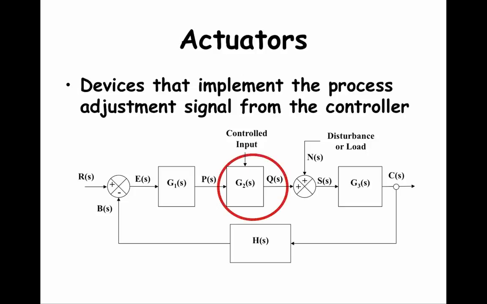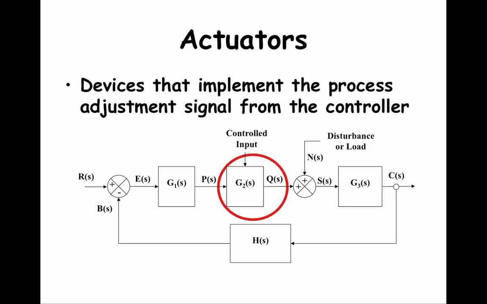Here is the block diagram of our generic closed process. The red circle highlights the actuator, which is going to be described by the transfer function G2. The actuator is different than the other closed-loop process control elements because it has two inputs. One input is PS, which is the output of the controller, G1, which we talked about in our last class. The other input is the manipulated or controlled input.